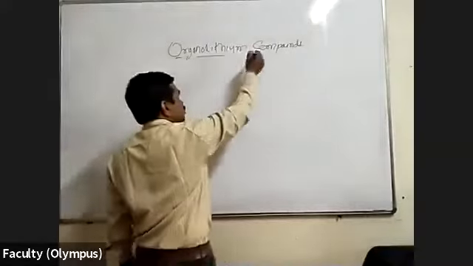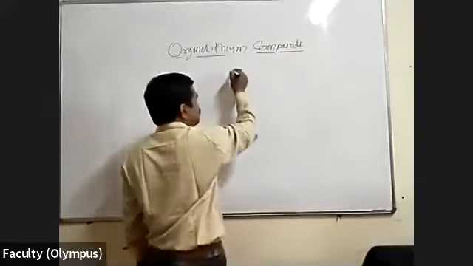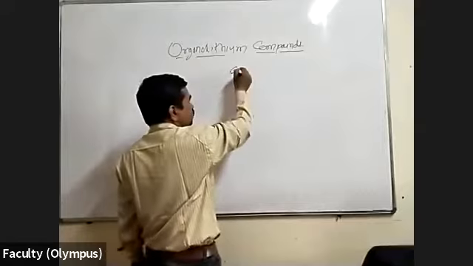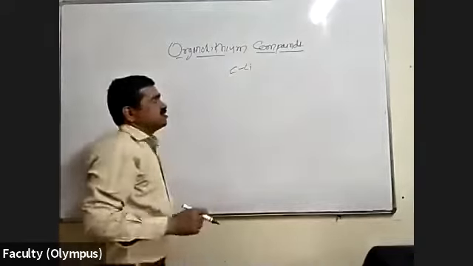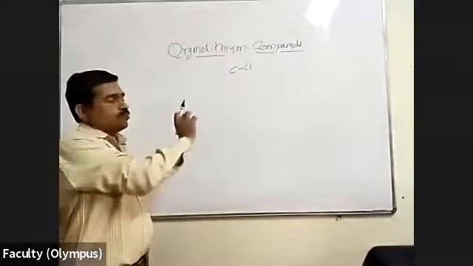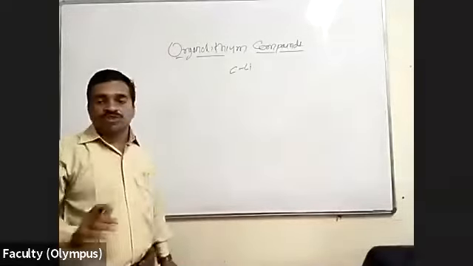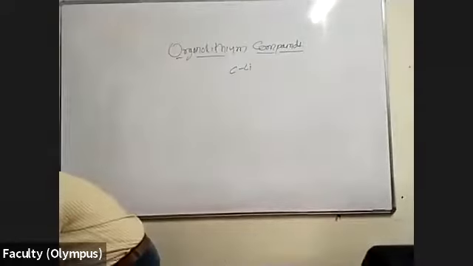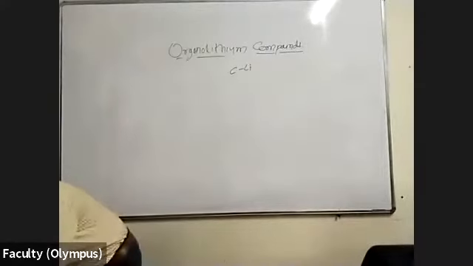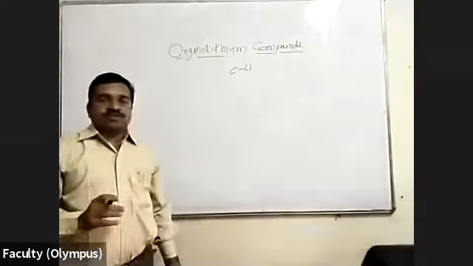So organolithium compounds are nothing but the compounds of an organic group with lithium in which there is a direct bond between carbon and lithium. These are called organolithium compounds. So we have to see the preparation.